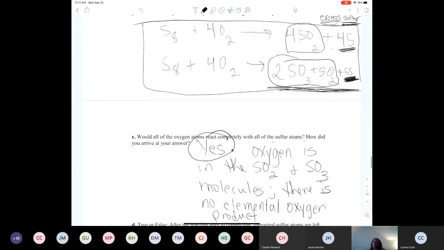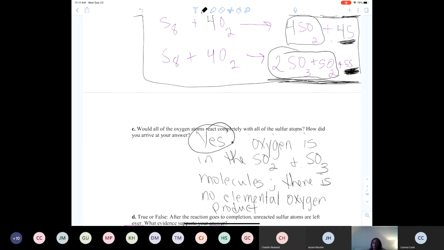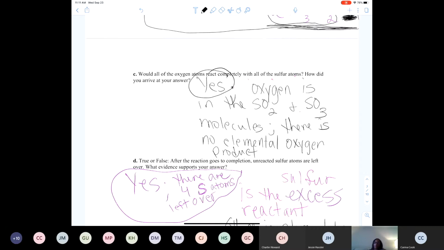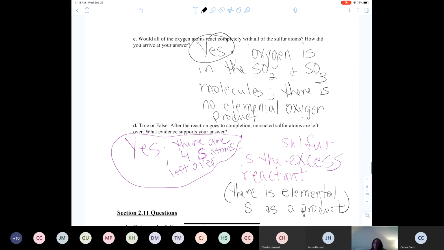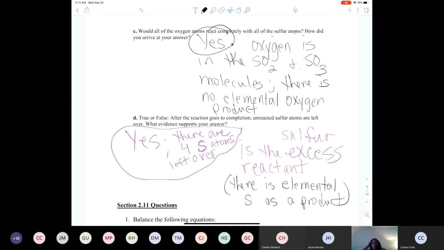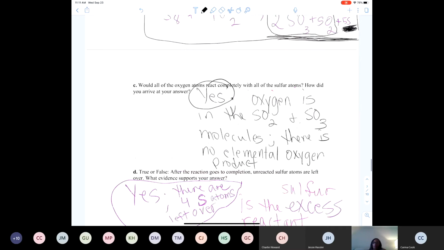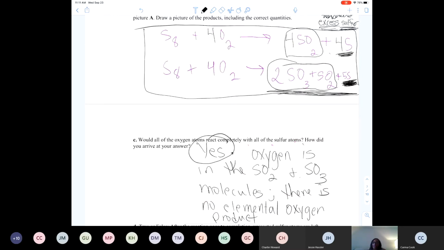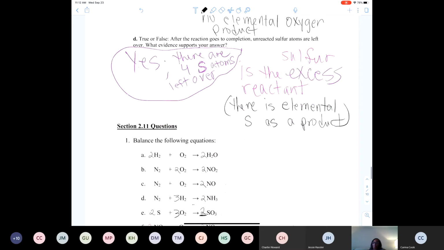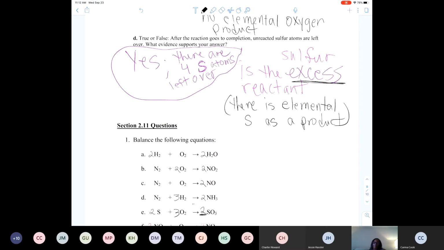And so what you have as leftover sulfur is in the elemental form of sulfur, but you don't have any elemental oxygen atoms left over. So therefore, all of the oxygen did get used up. And so after the reactions are complete, unreacted sulfur atoms are left over. Yes, that is true. There are 4 sulfur atoms left over in the first reaction, and then 5 sulfur atoms left over in the second reaction. And so therefore, sulfur is the excess reactant because you have elemental sulfur as the product.